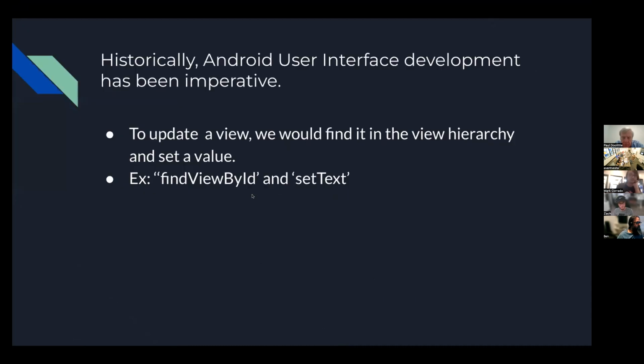All right, so first things first. Android UI development has been imperative historically, which means if you've done Android development in the past, you've seen the tried and true syntax that we've seen for a long time: findViewById and setText, set the color on stuff. That's what we've been used to for a really long time, right? So just keep in mind that we used to be more in the imperative world.